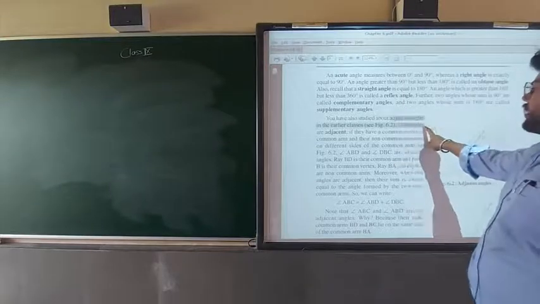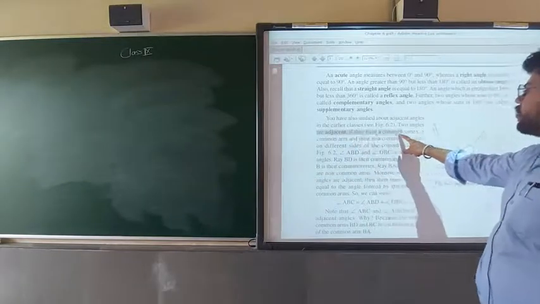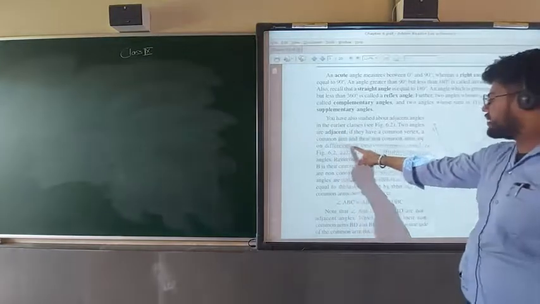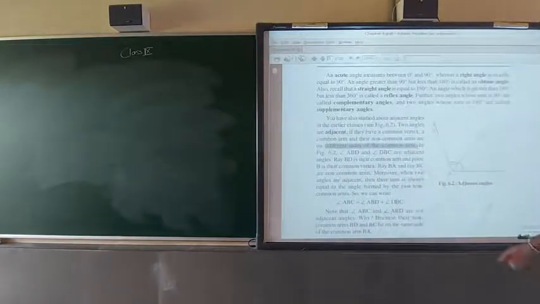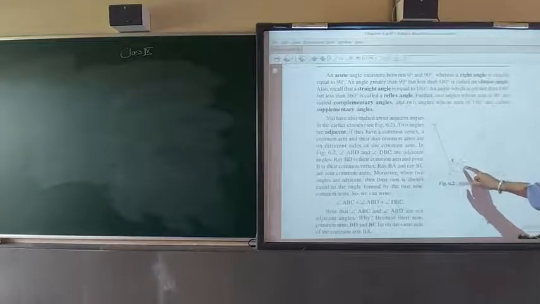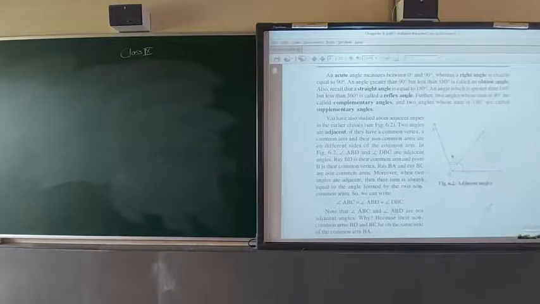Then the next definition will be adjacent angles. Mark from here: two angles are adjacent if they have a common vertex, a common arm, and the non-common arms are on different sides of the common arm. Means if you look at these two angles, this will be the common arm. Then these angles are called adjacent angles.